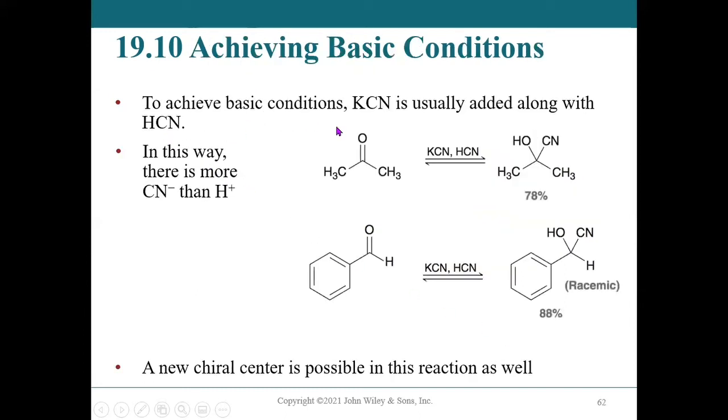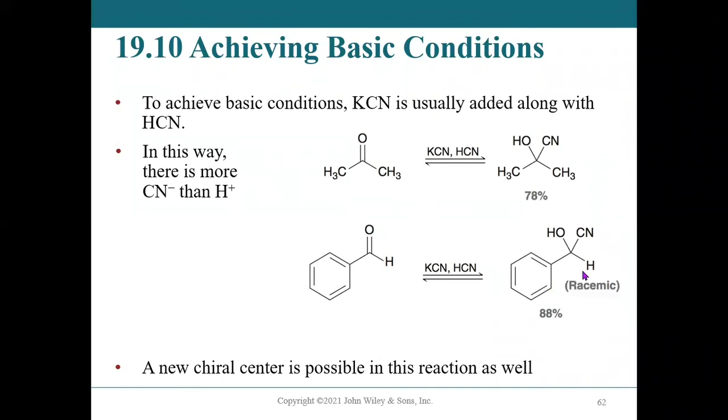To achieve basic conditions, KCN is usually added along with HCN. In this way, there is more cyanide than H plus. So for example, we take this acetone and use HCN, then also use some amount of potassium cyanide to give a lot of cyanide ion. And similarly, this benzaldehyde, so in both cases we will produce this cyanohydrin. And for this second example, this carbon is a chiral center.